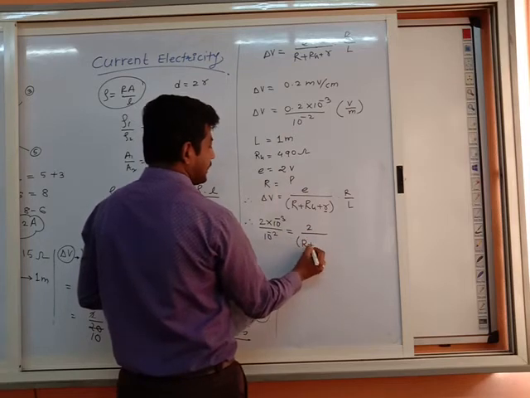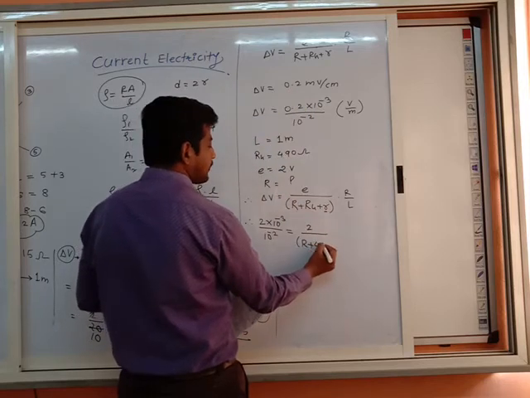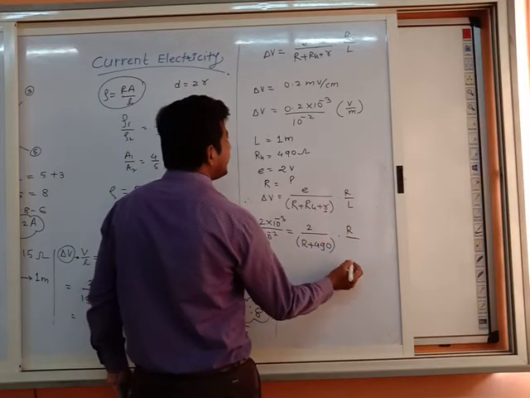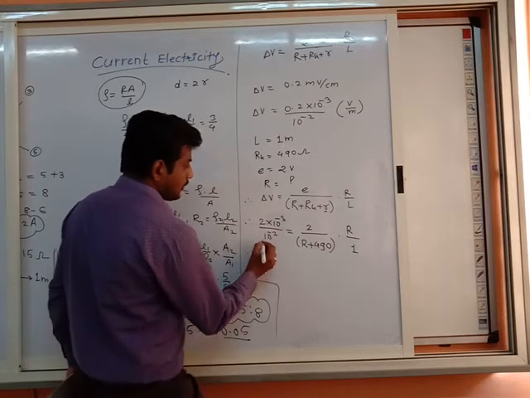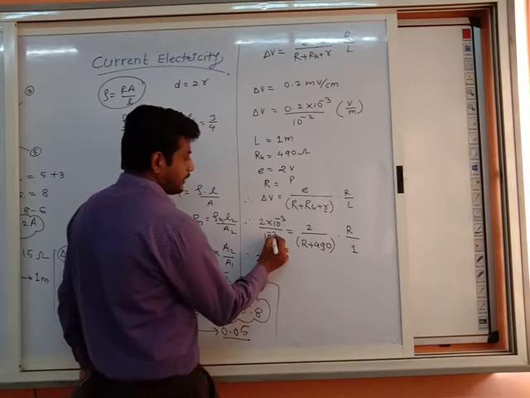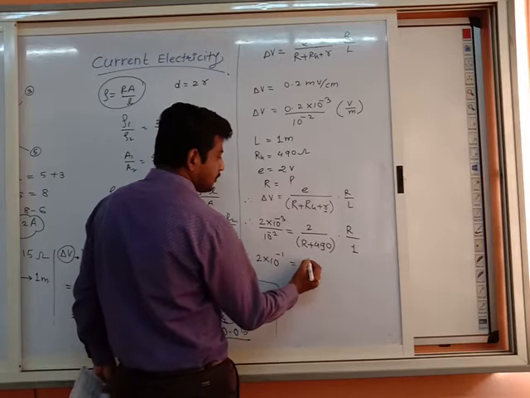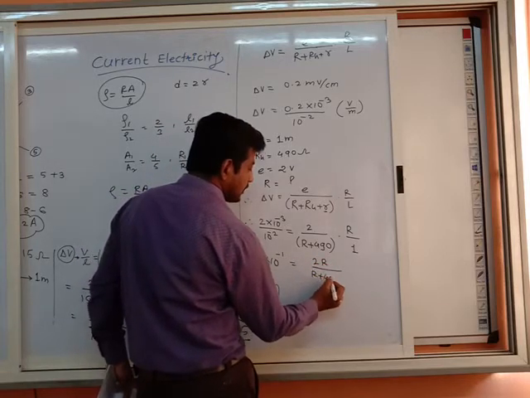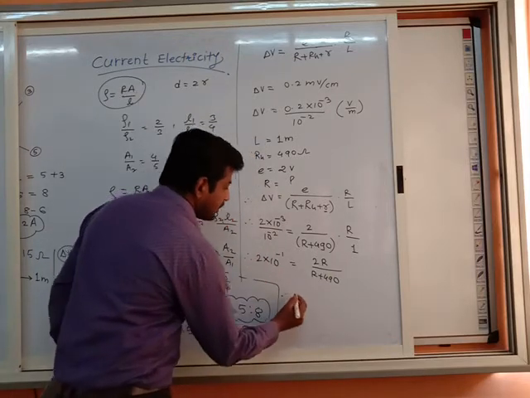R we are going to find plus RH, which is connected in series, what is it? 490. Internal resistance? 0. Internal resistance is said to be 0. R we are going to find and length is said to be 1. Okay, so this 2 into 10 raised to -2 goes to numerator, it becomes +2. So 10 raised to -1 is equal to 2R upon R plus 490.